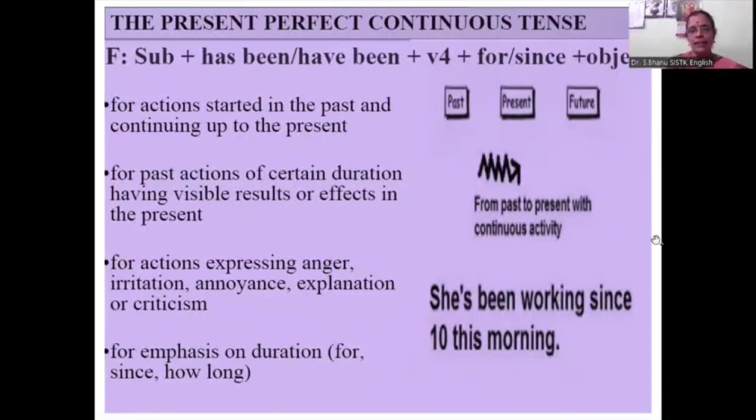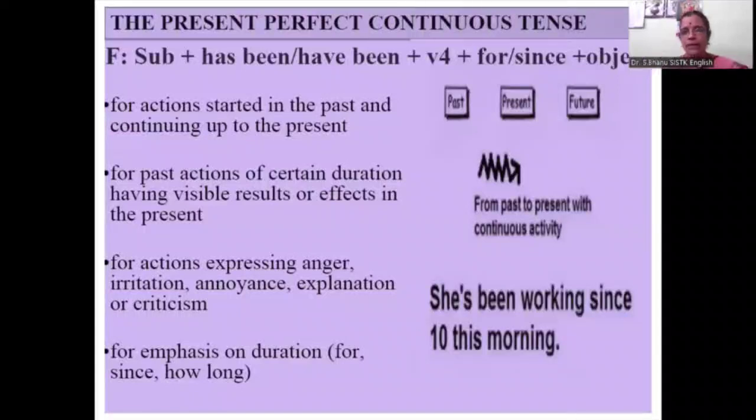When you see the structure, here the subject is she, has been, verb 4 working, then for or since, a period of time or a point of time: working since 10 this morning. So this is present perfect continuous. It gives us, I have been waiting for you for 2 hours. I have been working in this college for 10 years. When you say like that, it is present perfect continuous tense.